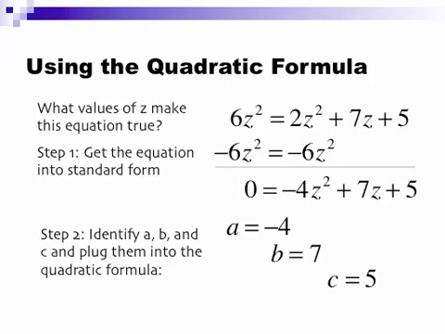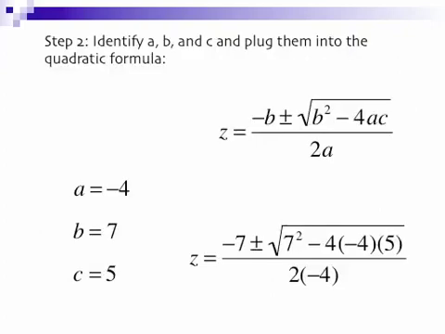Now I can take these three values and plug them into the quadratic formula. The quadratic formula in this case says z is equal to negative b plus or minus the square root of b squared minus 4ac all over 2a. All I've done below is replace b in the equation above with the number 7, and replace a in the equation above with the number negative 4. Notice that I did that in two places, underneath the square root sign on the top and on the bottom. And I've replaced c in the equation above with 5.